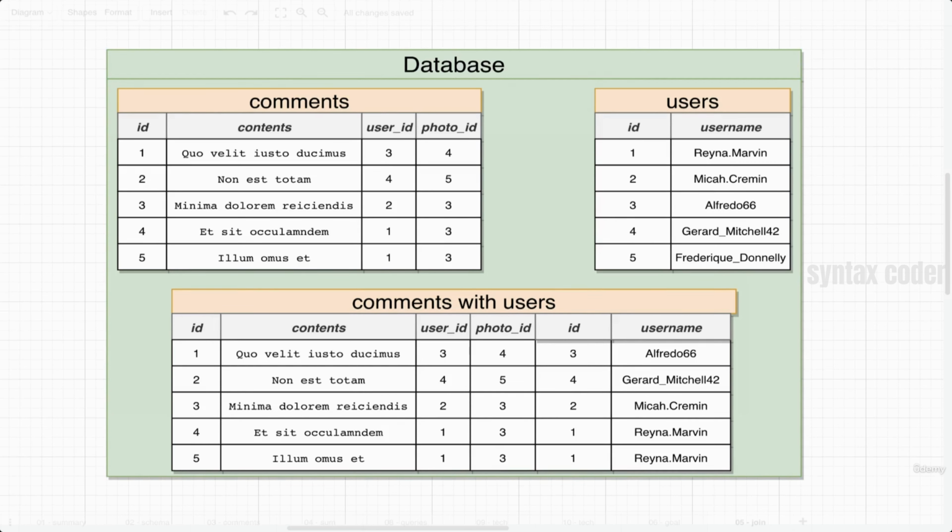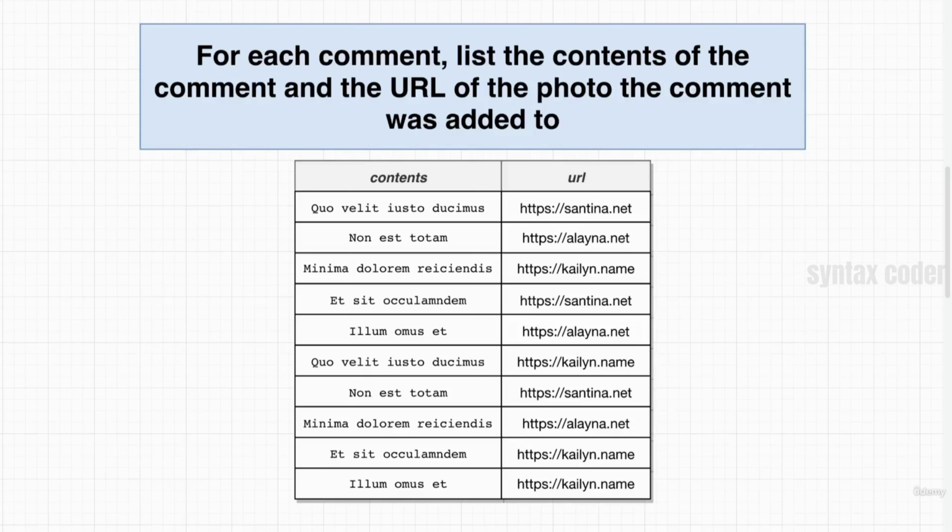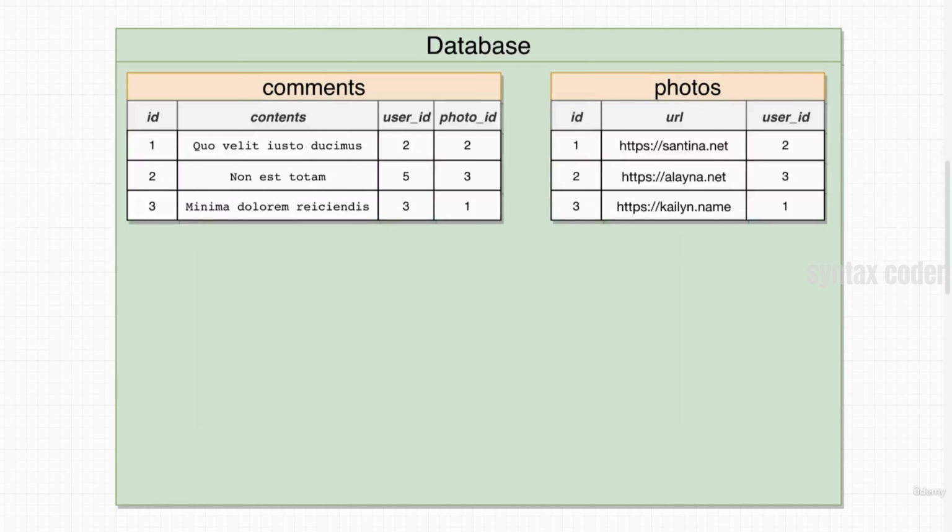Let's take a look at another basic use of the join expression. So in this example, we're going to try to take every comment, we're going to print out the contents of the comment, and the URL of the photo that the comment was added to. So eventually we should end up with a table like this. Have all the contents, and then the URL of the related photo. Let's first take a look at this in diagram format, and then write out a query to solve it.